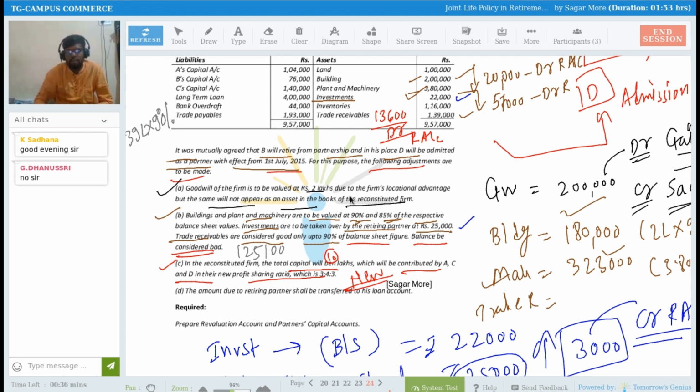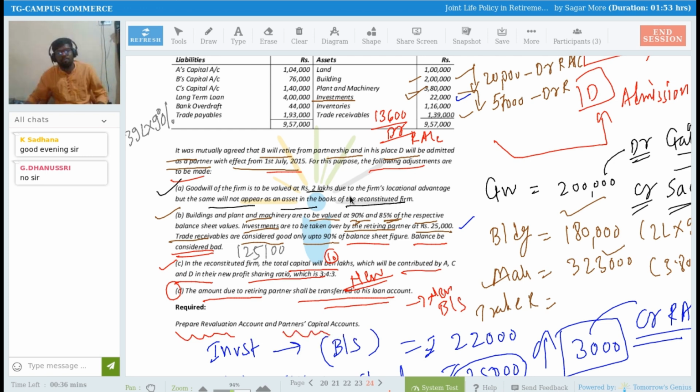So this will help me in finding the closing capital for each partner, and whatever balance I get, what to do about that balance? It is given in adjustment number D. The amount due to the retiring partner shall be transferred to his loan account. So whatever amount is payable to the retiring partner, we have to transfer to his loan account, and it will be reflected in the new balance sheet as well, right? What they're expecting from us is to prepare the revaluation account and partners capital account. Have you understood what the question is telling?